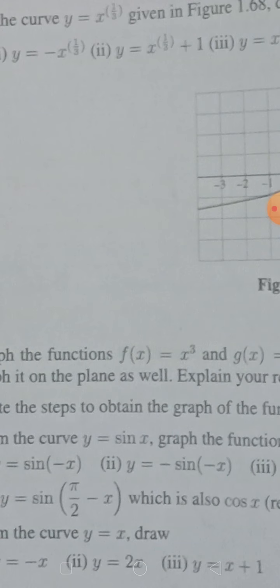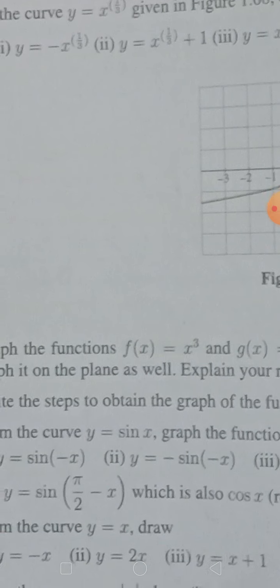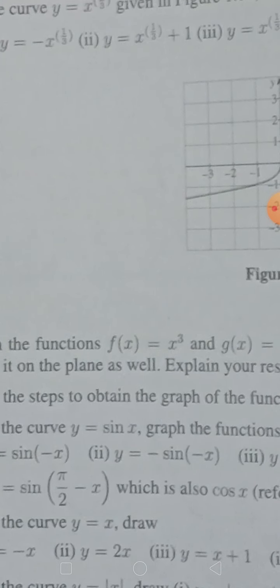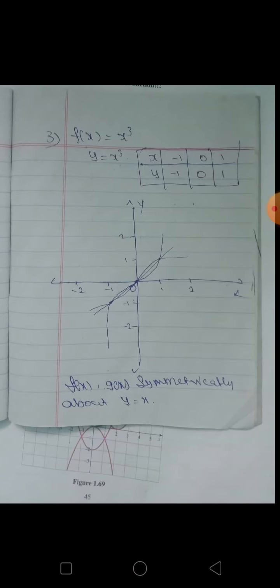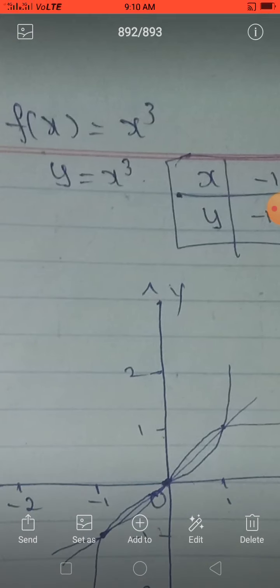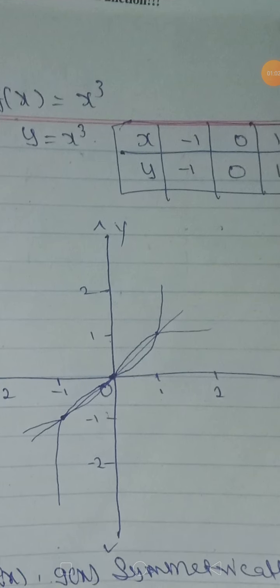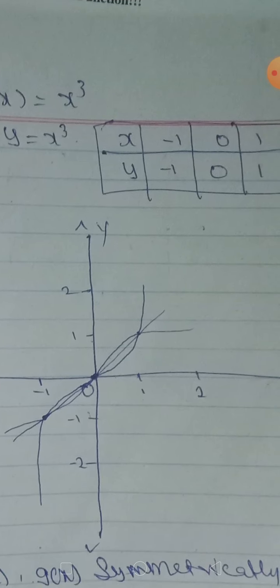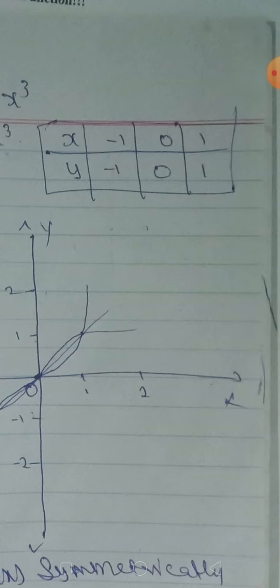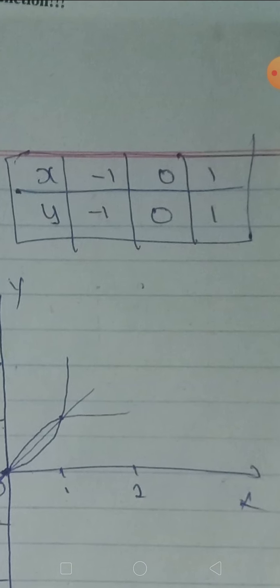How can we draw? Just take, instead of f of x, y is equal to x cube. So now put any three values for x and you will get the y value. Look at that. So y is equal to x cube. If I put x value minus 1, you will get minus 1 whole cube, it will become minus 1 only. If you put 0, you will get y is equal to 0. If you put 1, 1 cube is also 1. So this is our first graph table, okay?